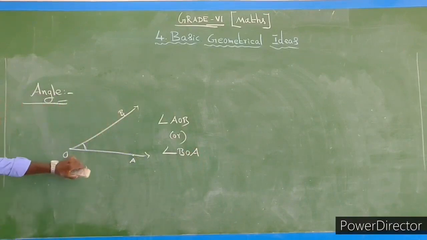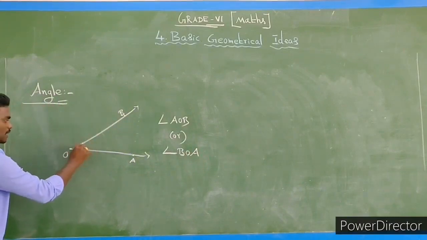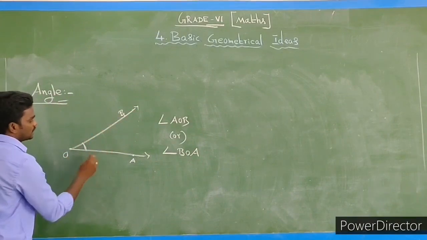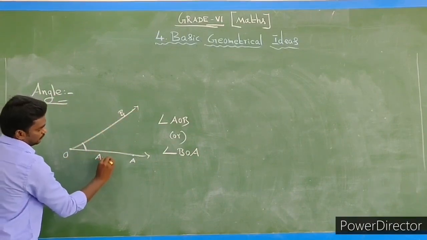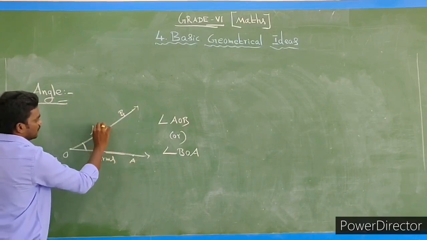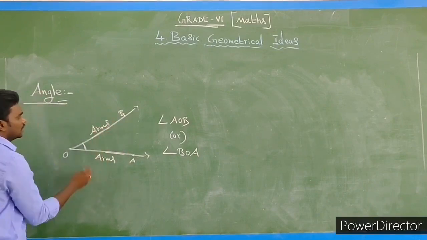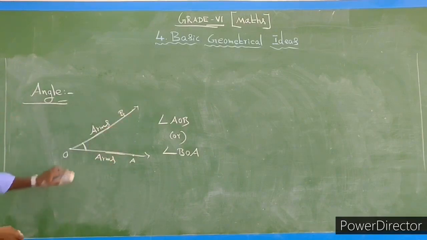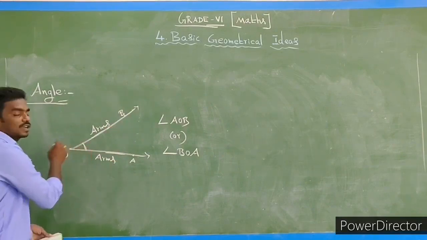What is an angle? An angle is made up of two rays with a common endpoint. So these two rays are called what? Arms of the angle. This ray is an arm, and this is also an arm of the angle. These two rays OA and OB are called the arms of the angle.